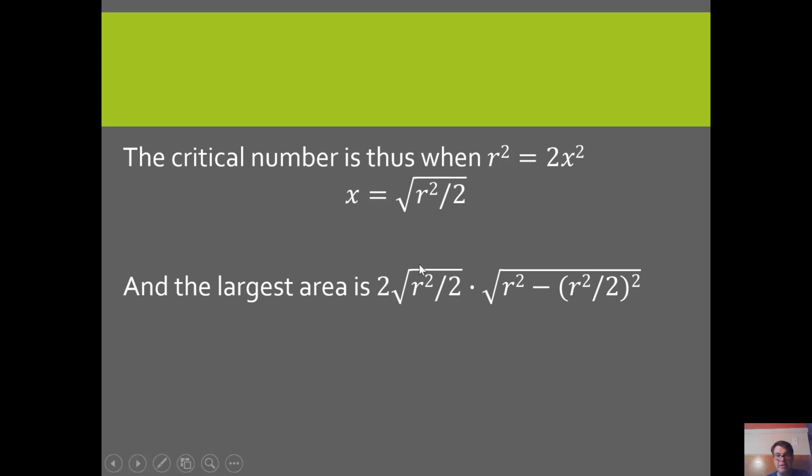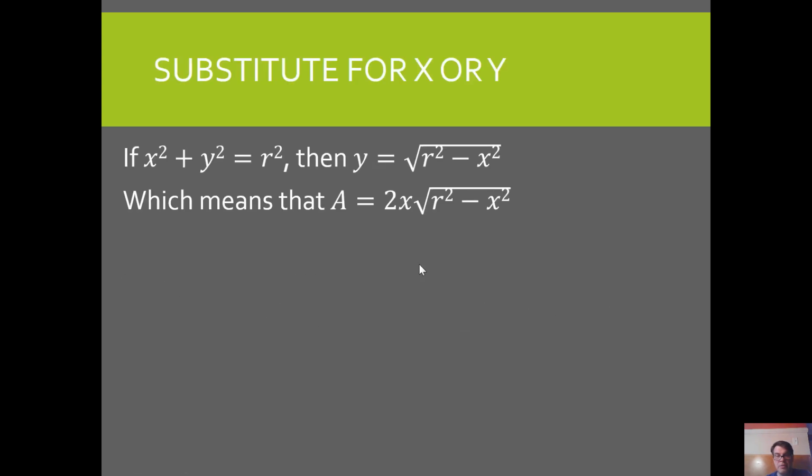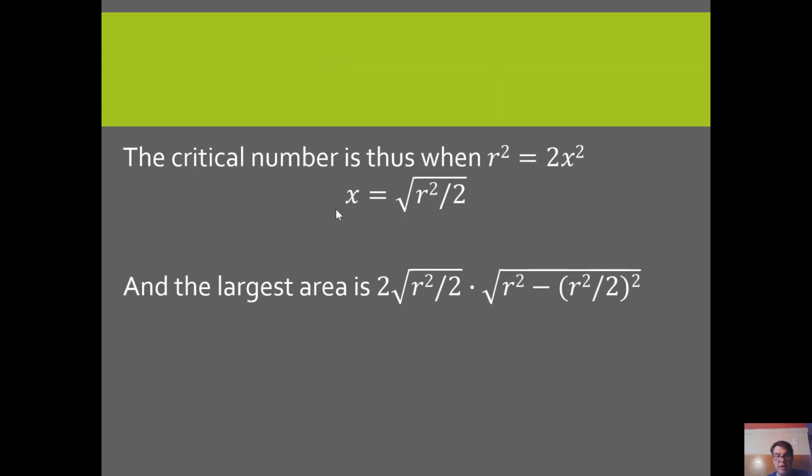Well, we just plug it back into this equation here, A equals this. Plug it back in, and what do we get? We get blah, blah, blah, blah, blah, which reduces to r squared. So the maximum area for a situation of a rectangle inscribed within a semicircle is r squared.